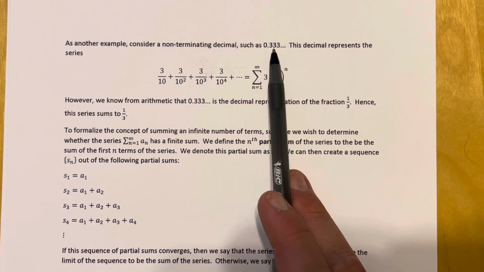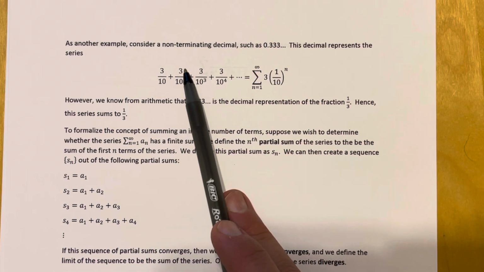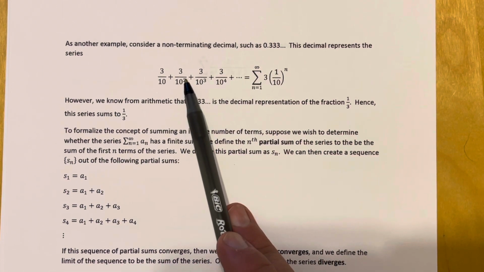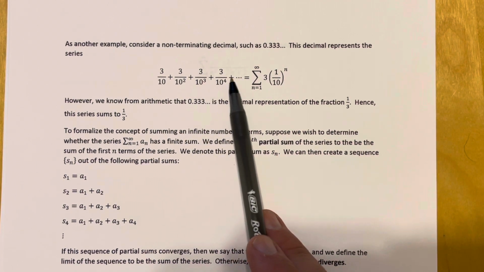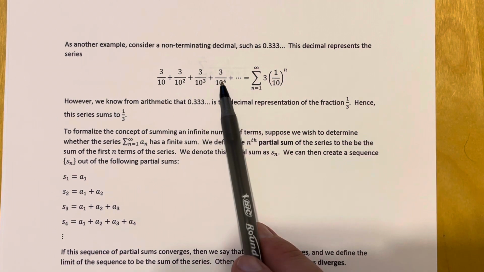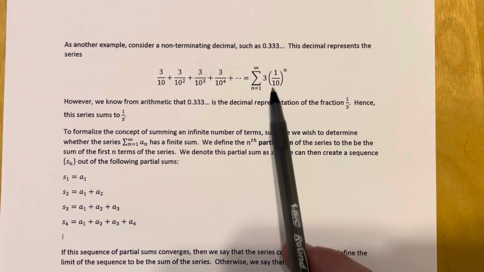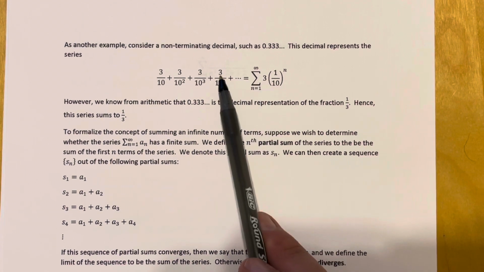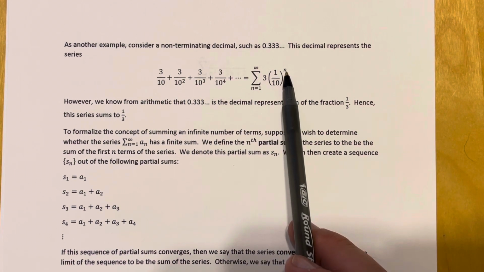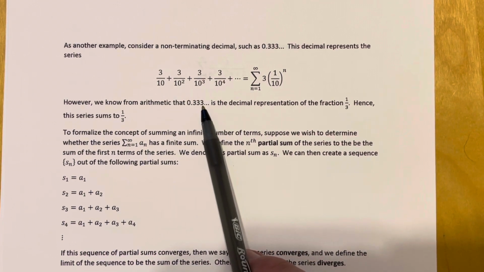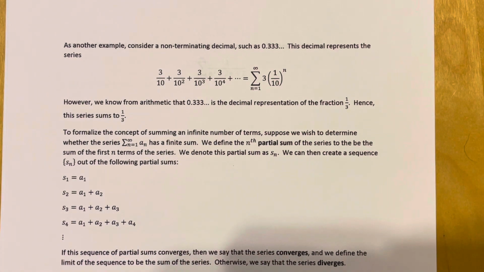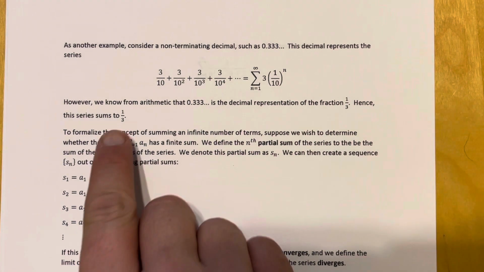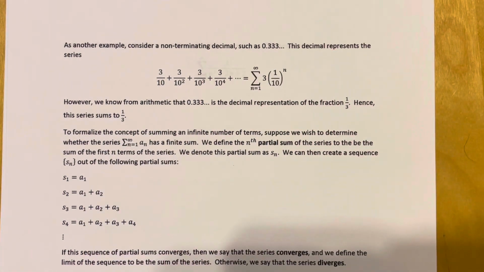This decimal means the same thing as 3/10ths plus 3/100ths. Notice I'm writing that as 3 over 10 squared, plus 3/1000ths, which we can write as 3 over 10 cubed, and so on and so forth. This thing can be written in summation notation this way. Notice I have 3 times 1 over 10 to the power of n. That's accounting for those powers right there. That's an infinite sum. It has an infinite number of positive terms, but we know it adds up to a finite number. It adds up to 1/3, because this is the decimal representation for 1/3.